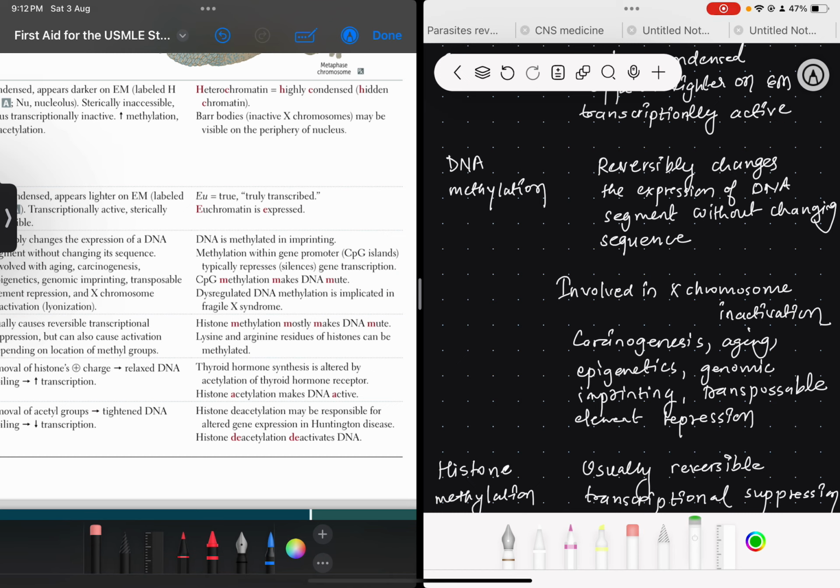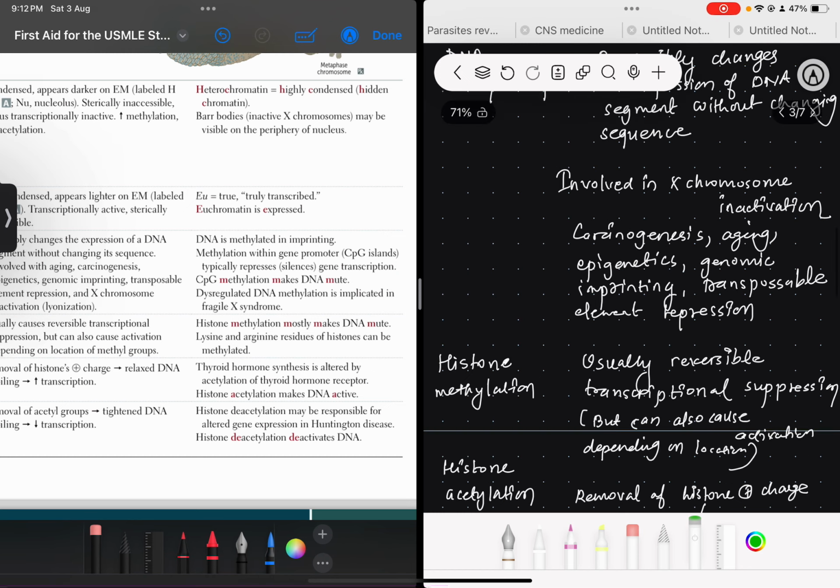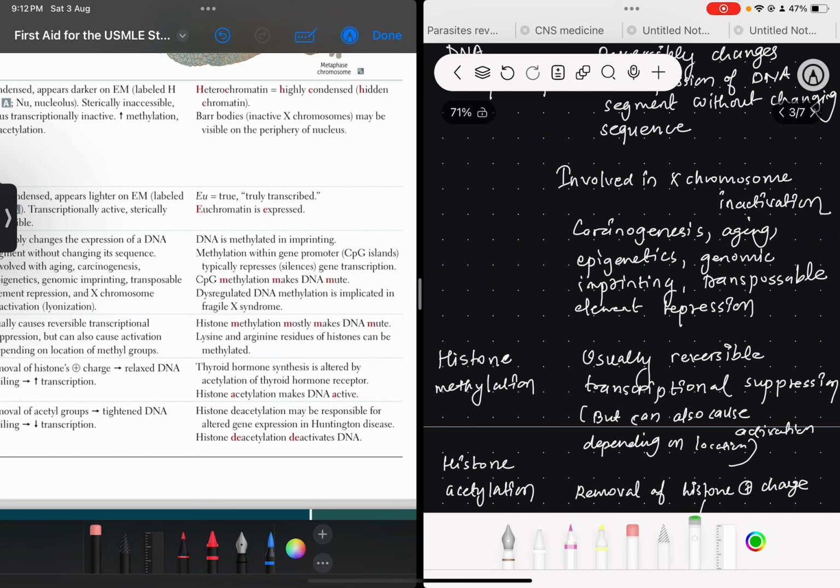Basically, remember that it is a reversible process. It is going to make the DNA mute, so transcription won't happen. And when exactly do we need this? In X chromosome inactivation, in genomic imprinting, and certain pathologies like carcinogenesis and aging, plus it is an epigenetic change.